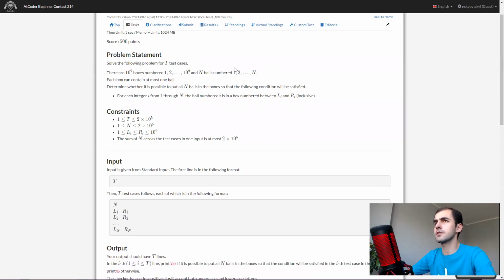As you can see, it consists of several test cases, but that's not of much interest. What is interesting is that we have 10 to the 9th boxes and n balls. We want to put the balls into the boxes in such a way that the i-th ball gets into a box between L_i and R_i inclusive, and also each box gets at most one ball.